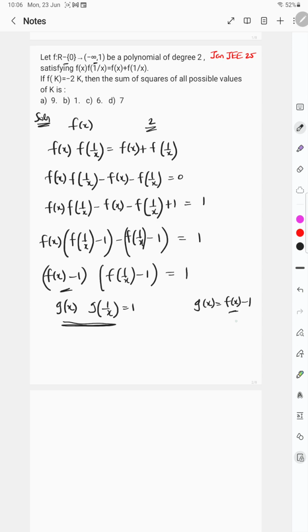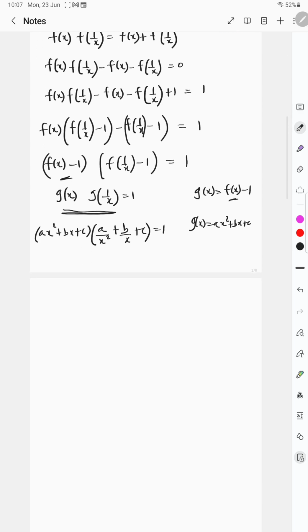And since f(x) is a polynomial of degree 2, definitely g(x) is also a polynomial of degree 2. So if I take the expression g(x) as ax squared plus bx plus c, I have here (ax squared plus bx plus c) into (a by x squared plus b by x plus c) is 1. Now this product will be 1. So this is possible only when g(x) will be either plus or minus x squared. Then only the product will be equal to 1.